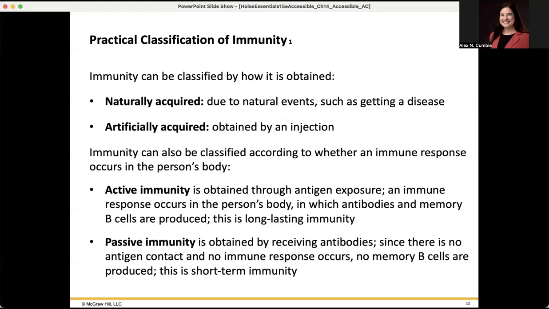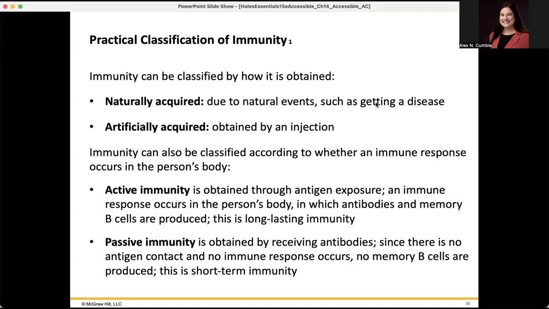So this goes down to the last couple concepts that we have here, and you will definitely need to know these for your quiz. This is naturally acquired versus artificially acquired immunity, and then active immunity versus passive immunity. I'm going to tell you these separately, but then they kind of mix and match with each other because you can have naturally acquired active immunity, naturally acquired passive immunity, artificially acquired active immunity, and artificially acquired passive. So they do mix. Naturally would be due to natural events.